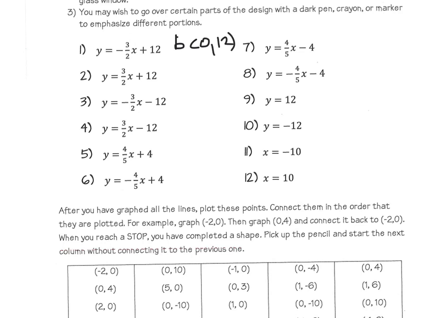We begin at (0, 12). m for this problem is -3/2, so we're going to go down 3 and right 2. Go ahead and write that on your paper so that you have that to go back to.